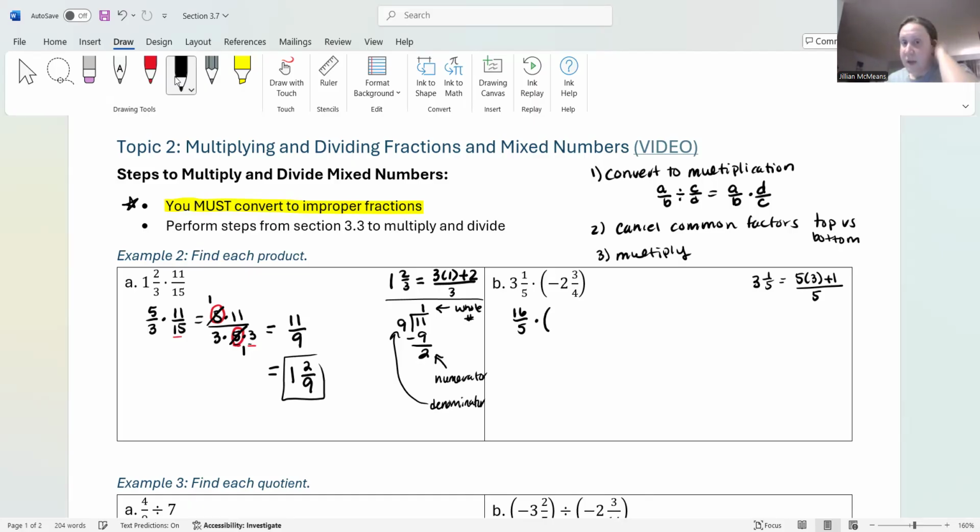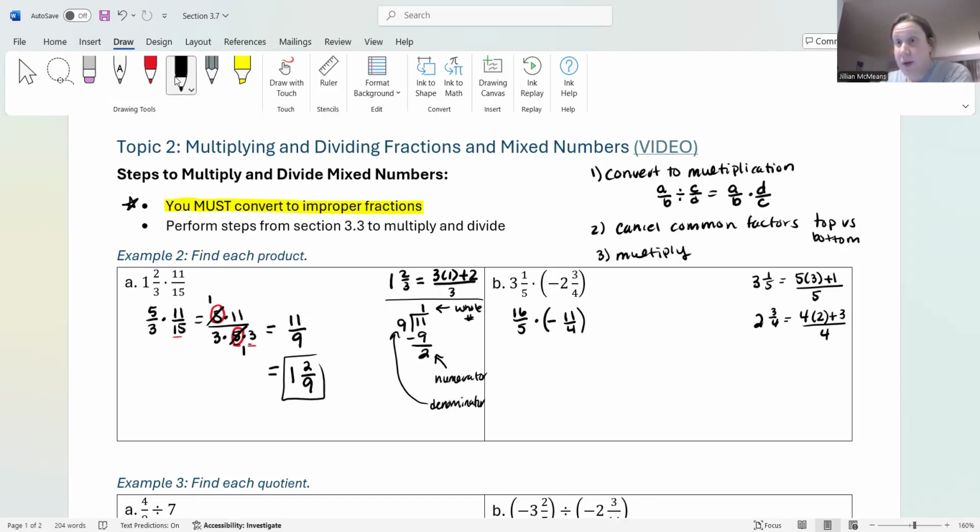Now for the second number, we have 2 and 3/4. Don't worry about the negative. The negative is not part of this calculation we're about to do. We just want to keep the improper fraction negative. So we're going to convert 2 and 3/4. Remember, denominator times whole number, so 4 times 2 plus the numerator, so 4 times 2 plus 3, all over the original denominator. Well, 2 times 4 or 4 times 2 is 8. 8 plus 3 is 11. So we're going to get negative 11 over 4.